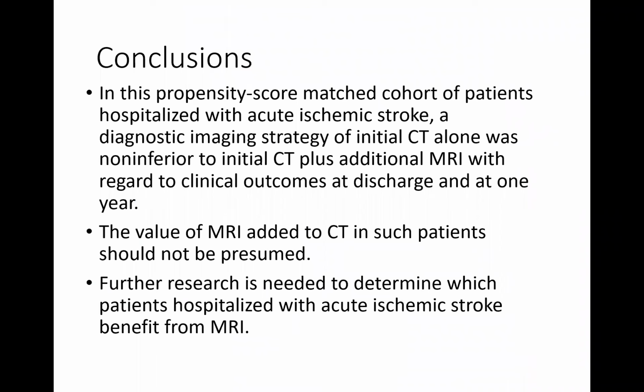So what can we conclude? In this study, we used propensity scoring to match the patients. We found that the diagnostic imaging strategy of initial CT alone was not inferior to initial CT plus MRI with regard to clinical outcomes at discharge and enrollment. We should not assume that MRI adds value to the care of patients with acute ischemic stroke. Who needs it? Who benefits from it? We really need more data to figure that out.